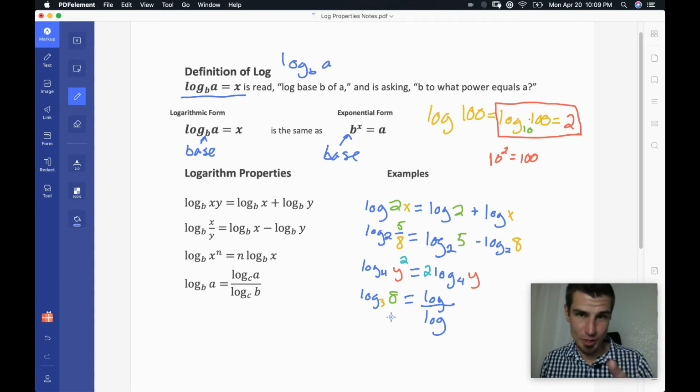Once again, we'll get there in a minute. So just as a side note, c is 10 in this case. I chose c to be 10. In the change of base formula, you get to change the base to whatever you want.